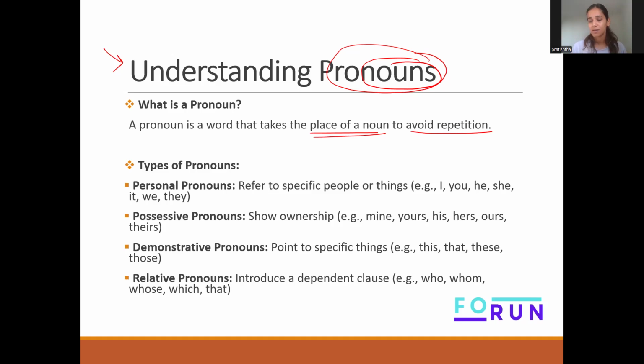It's pretty tedious. New word: tedious means boring due to repetition, right? So if I repeat something, it gets pretty boring and it's lengthy. So you would not want to do that. You would instead use pronouns. So, types of pronouns. You have personal pronouns, right? It refers to specific people or things. We all know this: I, you, he, she, it, we, they.